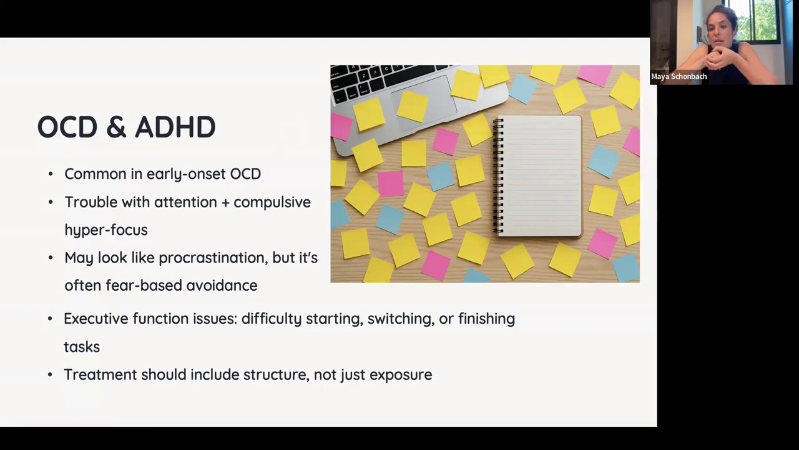And then it's also common to see avoidance that might look like procrastination, but it also might be fear-based. So it's very complicated and, again, layered. And like I wrote here, executive function issues, difficulty starting, switching, finishing tasks, definitely could be in both. And treatment really does need to address both, especially including executive function challenges, and then also the compulsive thought loops.